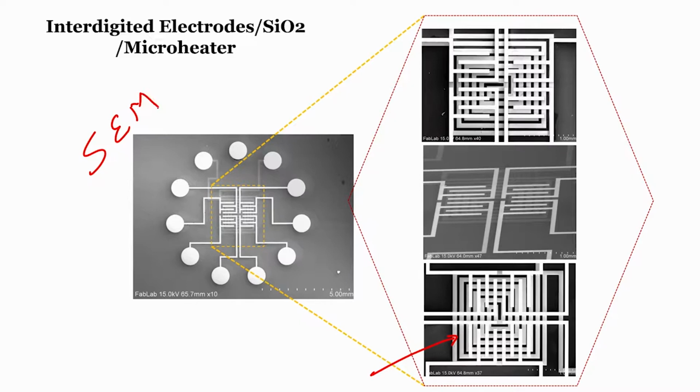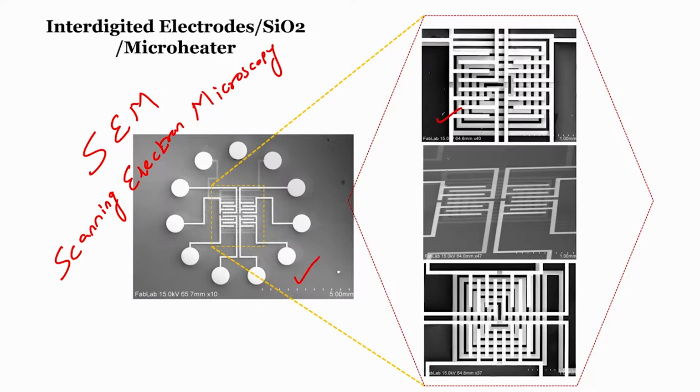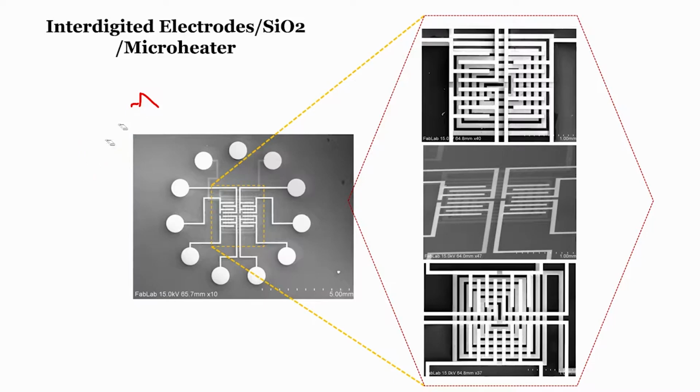SEM stands for what? Scanning electron microscopy, SEM. Okay. So, these are all SEM images of interdigitated electrodes on silicon dioxide on the micro heater. Alright guys, easy. So, let us move to the next one.